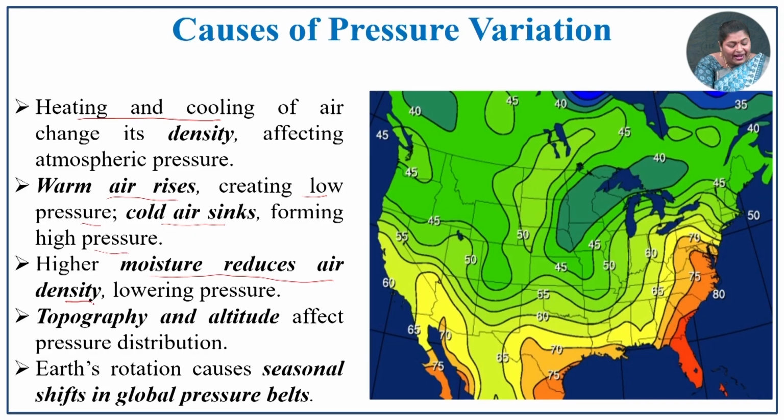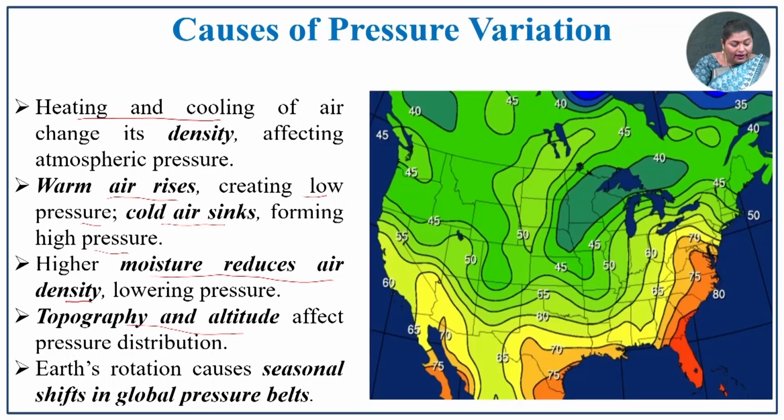Topography and altitude affect the pressure distribution, whether it is a plain section or a mountainous section. The Earth's rotation causes seasonal shifts in the global pressure belts. The Earth's rotation, that is the Coriolis force, again influences the seasonal shifts of the global pressure belts. We have discussed this point in the atmospheric pressure belts.